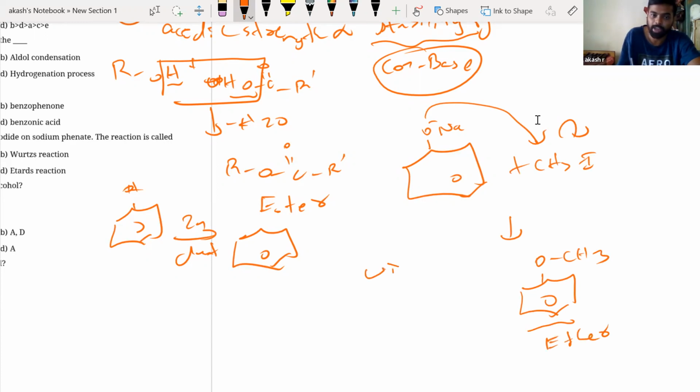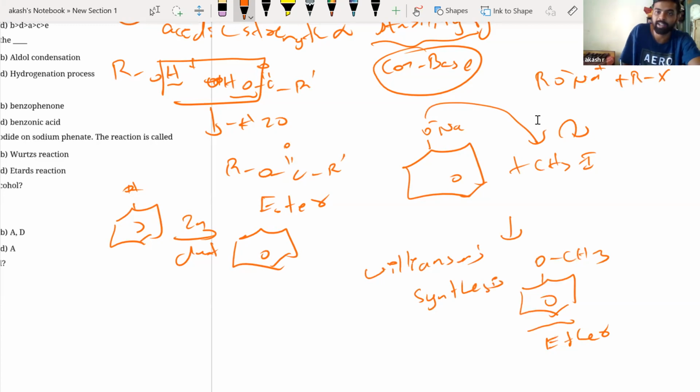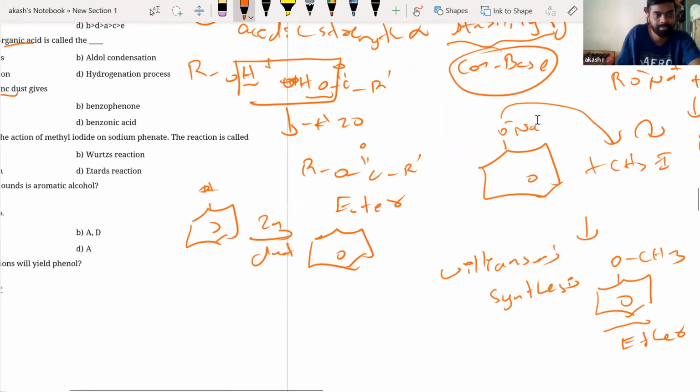So this is nothing but a nucleophilic substitution, and by nucleophilic substitution you're producing an ether. I think something should strike your mind. This is nothing but Williamson synthesis. RO minus Na plus with R dash X, what are you going to get? ROR dash. Same reaction.